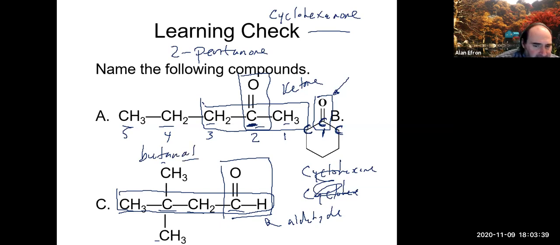butanal, A-L. Again, we do not need the location of this guy because it's an aldehyde, but it is going to be carbon one no matter what. So this would be carbon two, this would be carbon three, and that would be carbon four. And we see at carbon number three, we have 2 methyl groups. So this is going to be 3,3-dimethylbutanal. So 3,3-dimethylbutanal would be the name. Any questions on any of those names there?